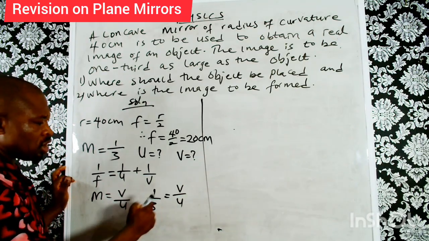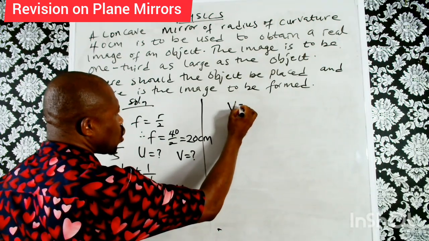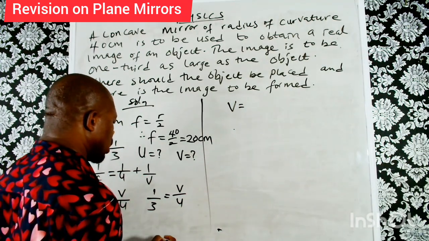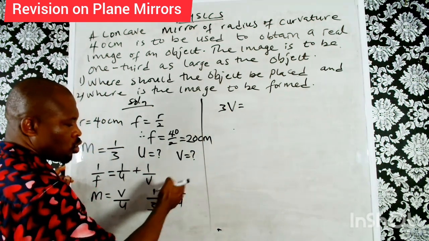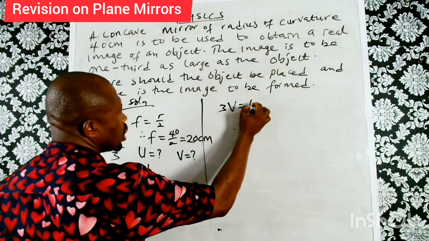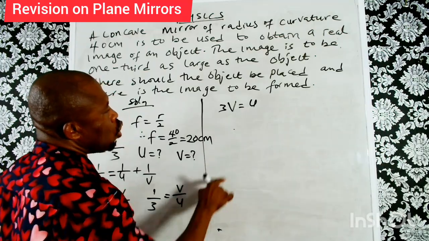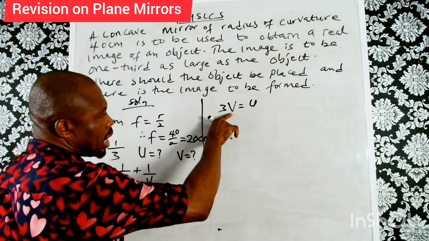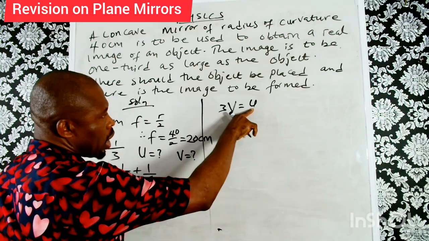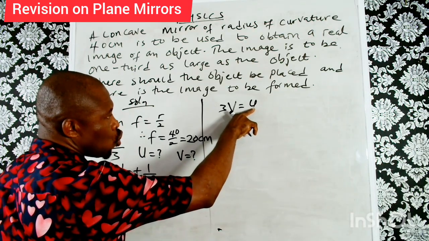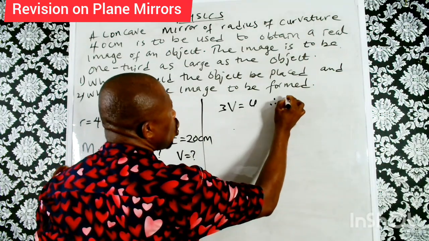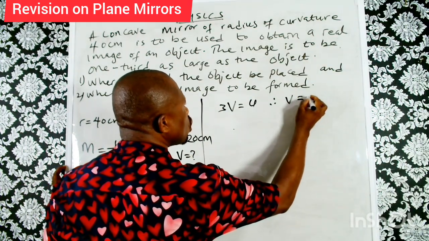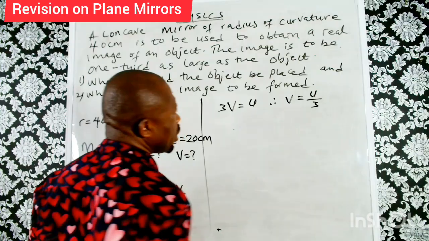Now, make V the subject. If we cross multiply, 3V will give us U. Now, since we are looking for U, we cannot make U the subject. Rather, we make V the subject. Therefore, V will give us U over 3.